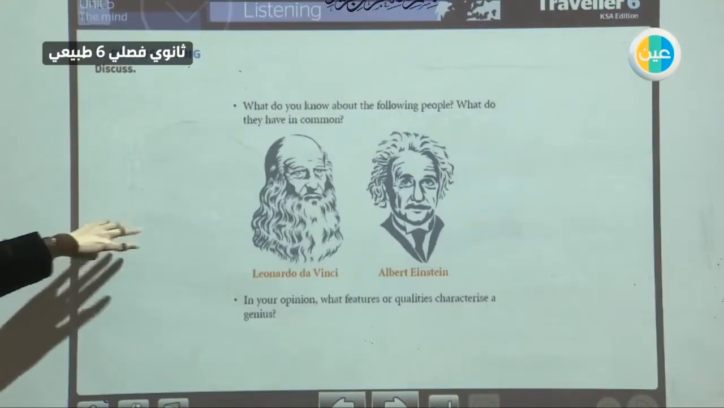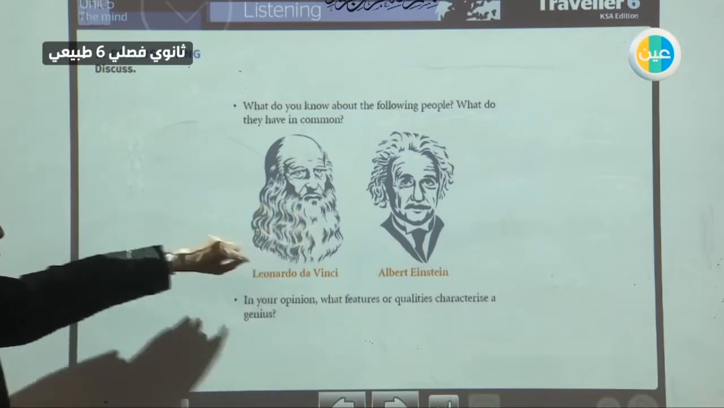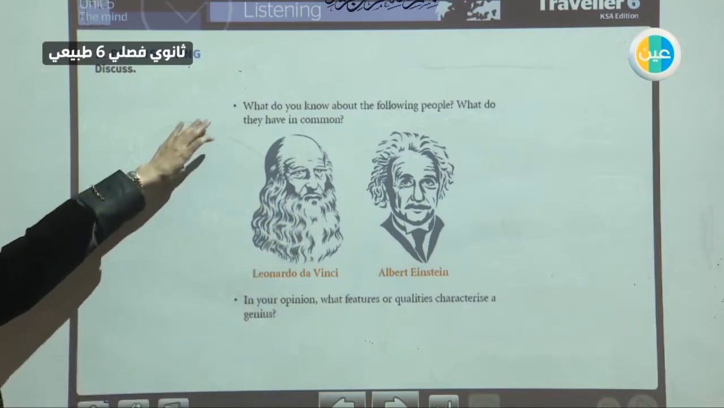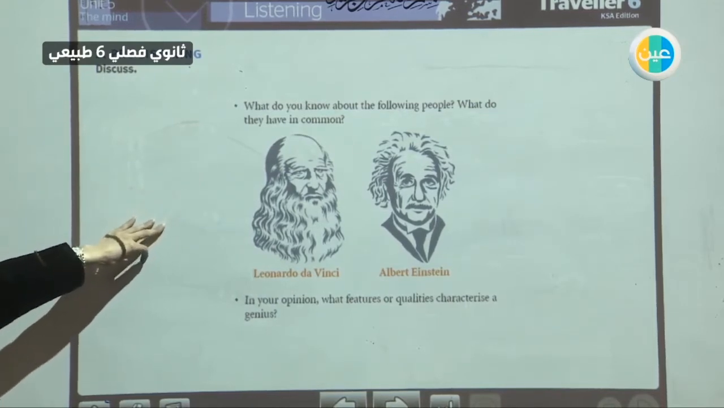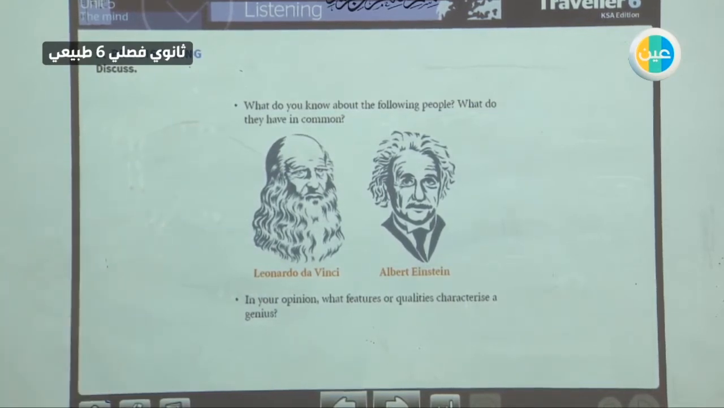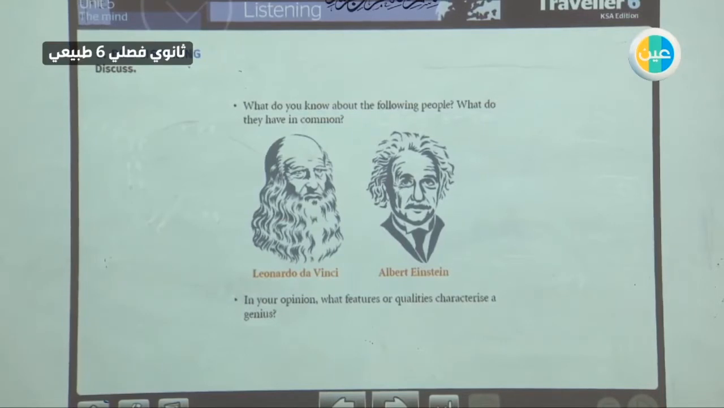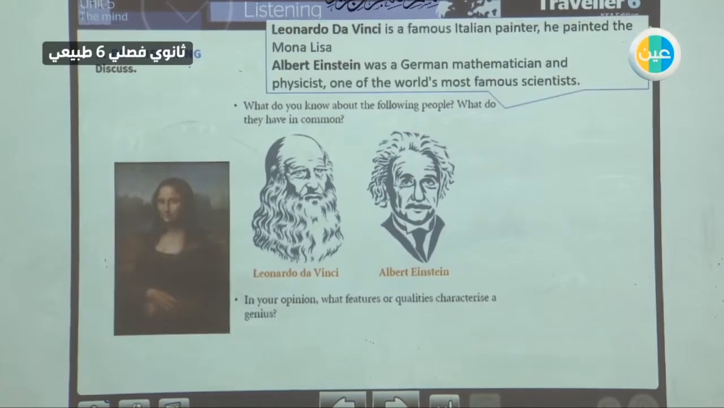Question number 1. We have here two pictures for two famous people. What do you know about the following people? Who are these two? We have Leonardo da Vinci and Albert Einstein. So we can know that Leonardo da Vinci is a famous Italian painter. He painted the Mona Lisa. So he is the painter of the Mona Lisa.